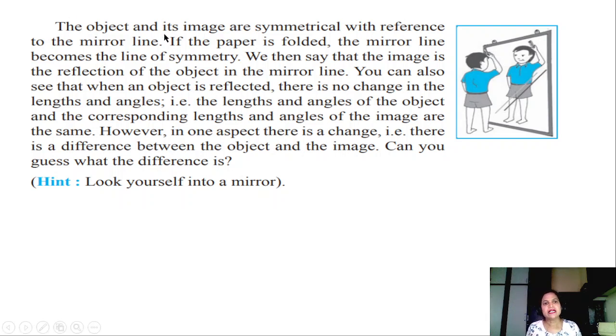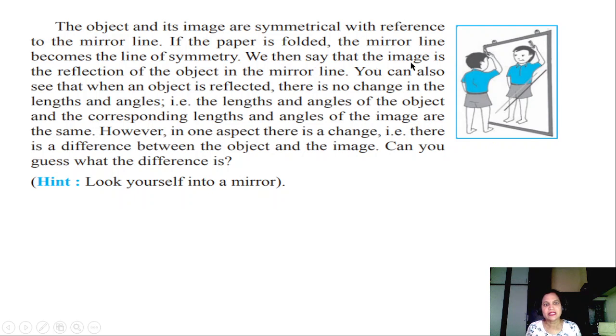The object and its image are symmetrical with reference to the mirror line. If the paper is folded, the mirror line becomes the line of symmetry. This line becomes the line of symmetry.